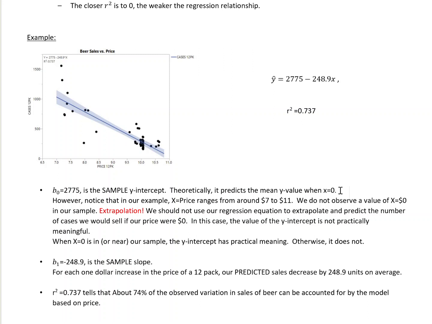Okay, so now think about one question. Does that have any practical meaning when x equals 0? Can any store set the beer's price as $0? It is not possible, right? So that means it doesn't have any practical meaning for this interpretation. So what is the reason for this phenomenon?